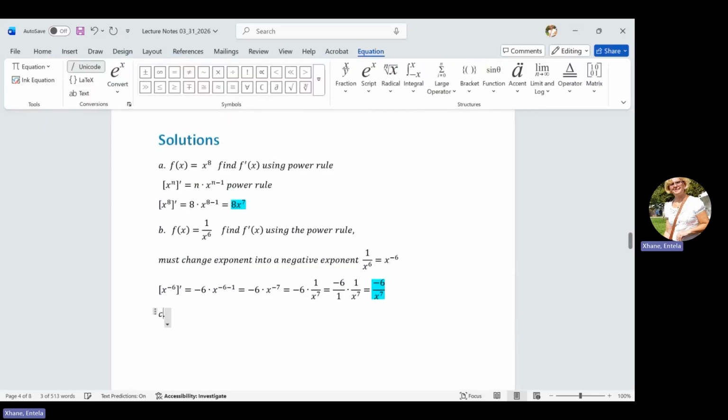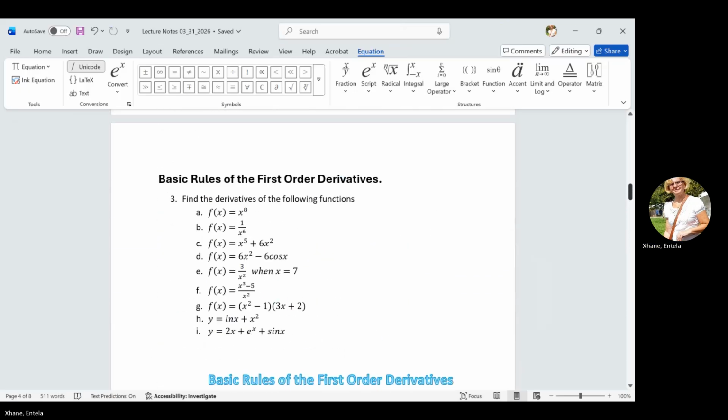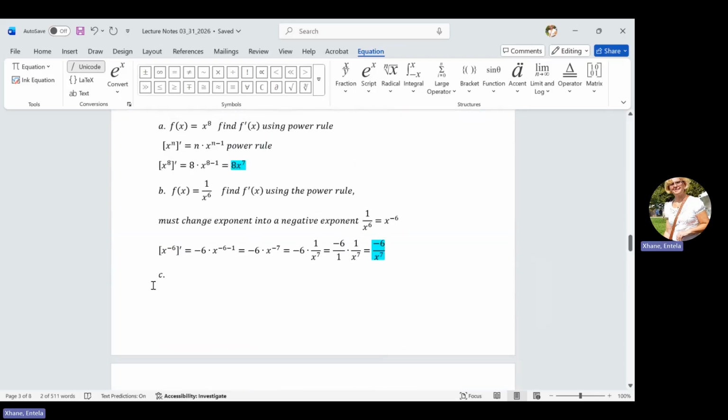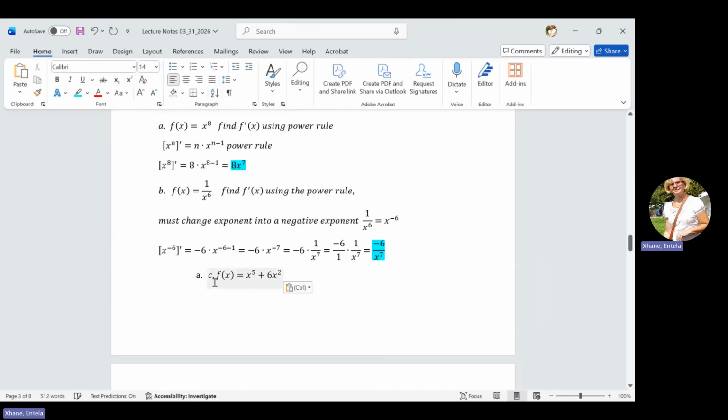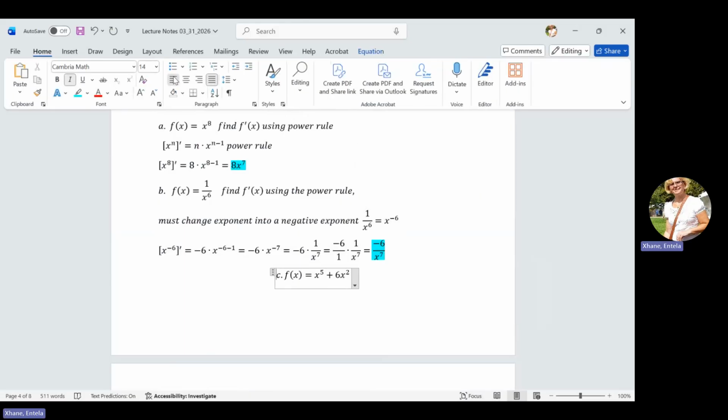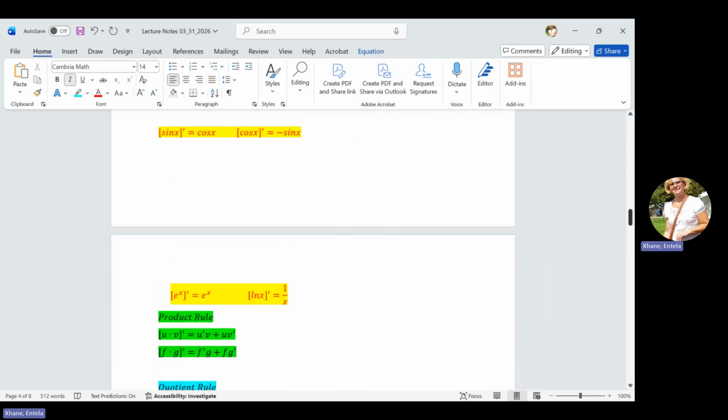Okay, now we have part C. Let's see what is in part C. Part C, we have a function that is given as the sum of two terms. Interesting. This is going to require that summation rule of the first order derivative. Let's see how that's going to apply. So let me remind you what that summation rule of the first order is.